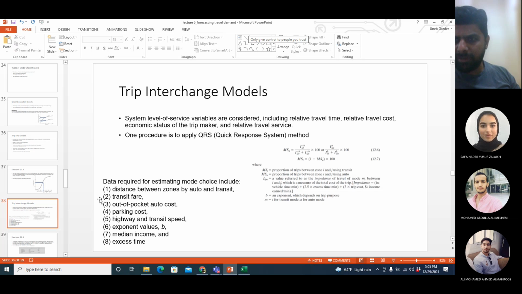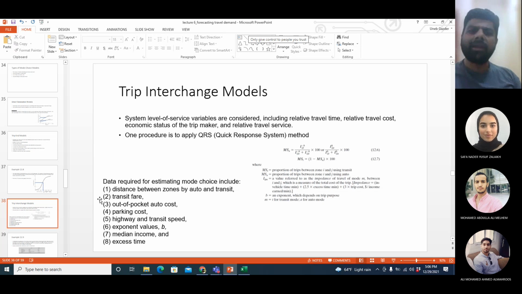If you change the frequency of the bus or the fare of the bus, and you're using the direct generation model or the trip end model, it will not give you any change in the number of trips by public transport and car. So if you feel people's choice is getting influenced by the characteristics of the public transport system, then you should be using a trip interchange model. In it, any person can shift from car to bus or bus to car depending upon the characteristics of the system.